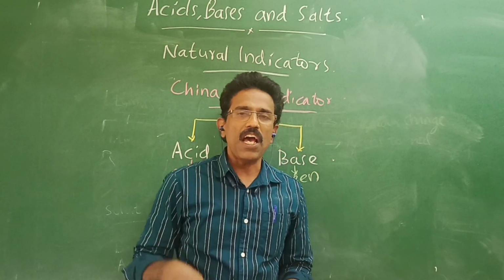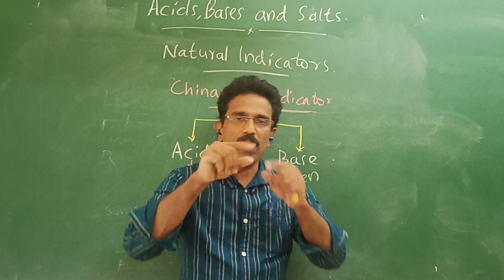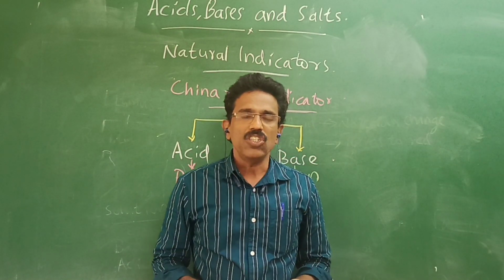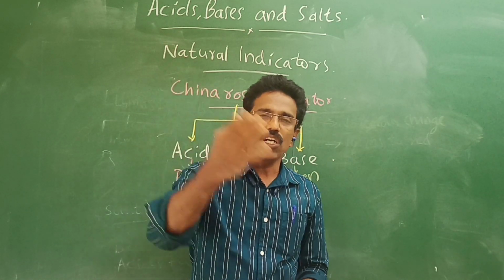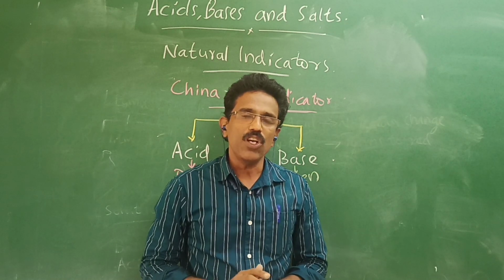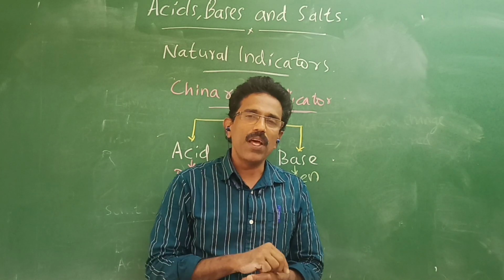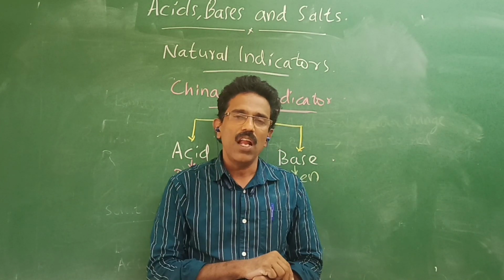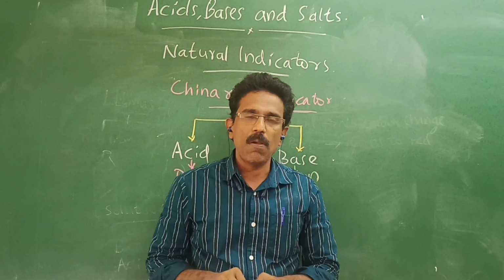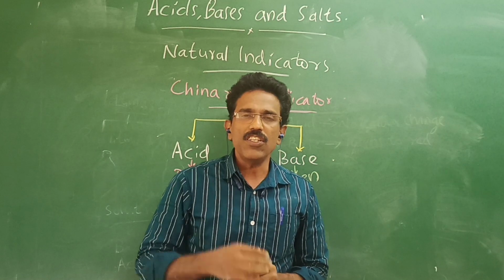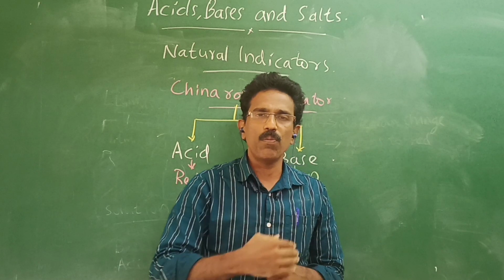So this is about the natural indicators. You can make natural indicators just like I have prepared this turmeric paper, China-rose paper. Likewise, you can prepare many such natural indicator papers. You can apply tomato on paper. You can apply cabbage on paper. Like that, different vegetables you can apply on white sheets of paper. And you can test these papers with the acids as well as bases available in your home.